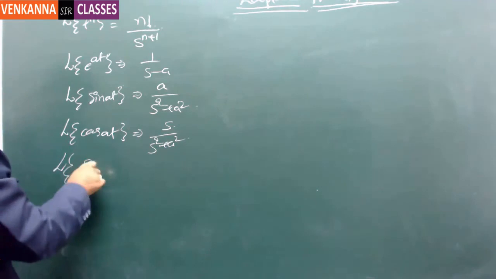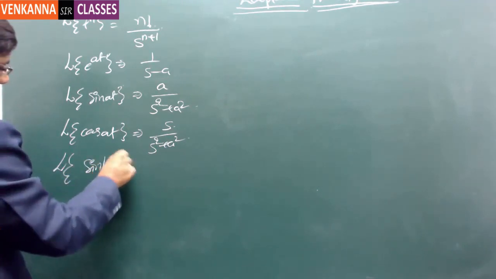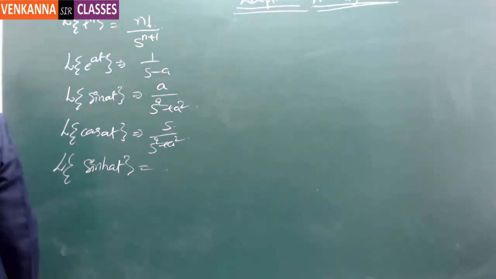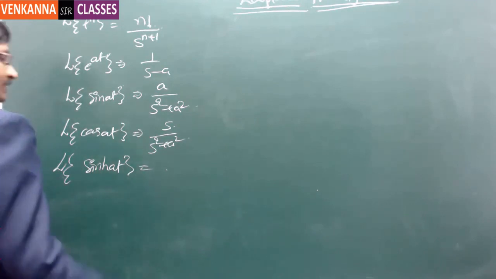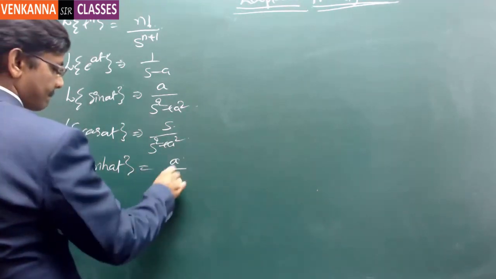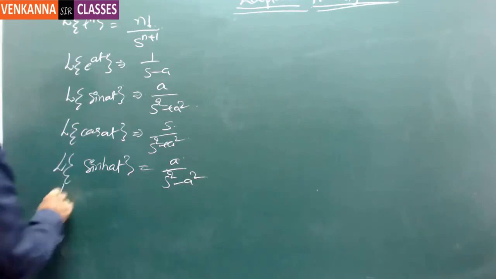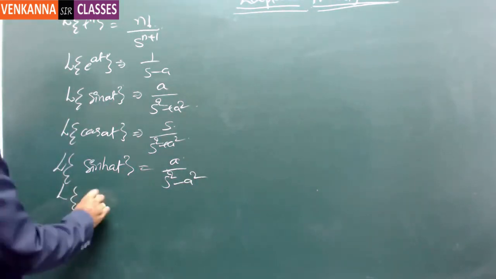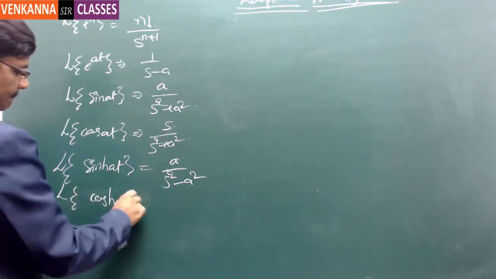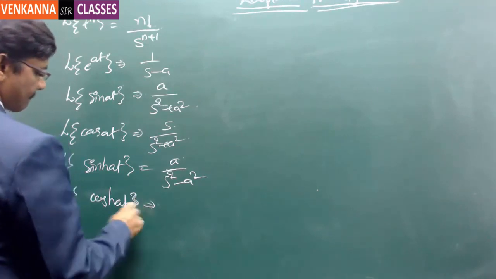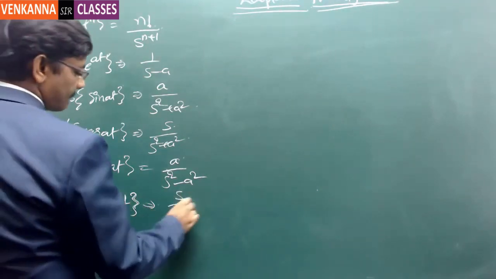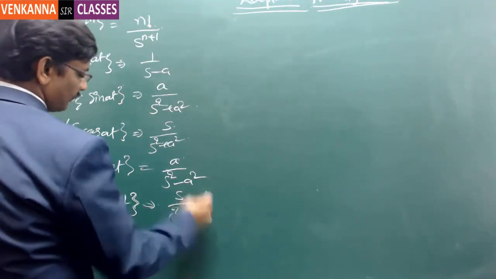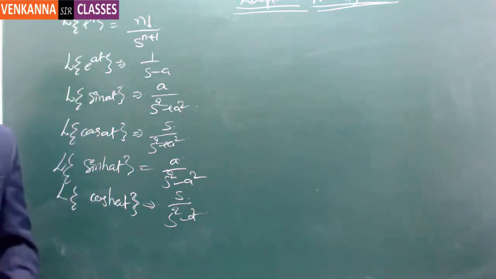Laplace transform of sinh a t is a by s square minus a square. Laplace transform of cosh a t is s by s square minus a square. So these are the basic formulas of Laplace transform.